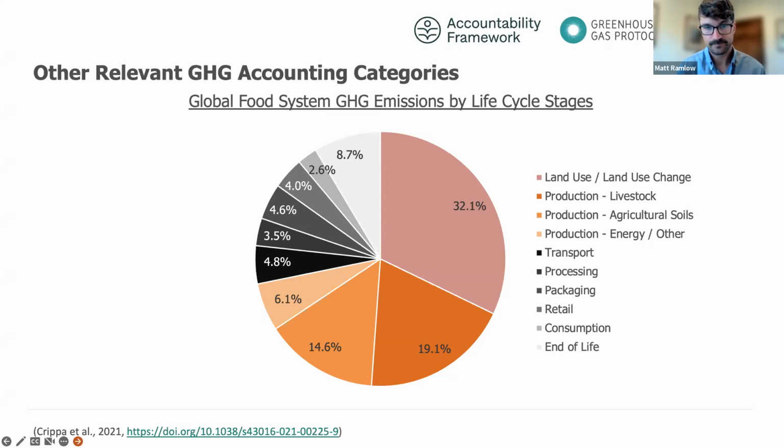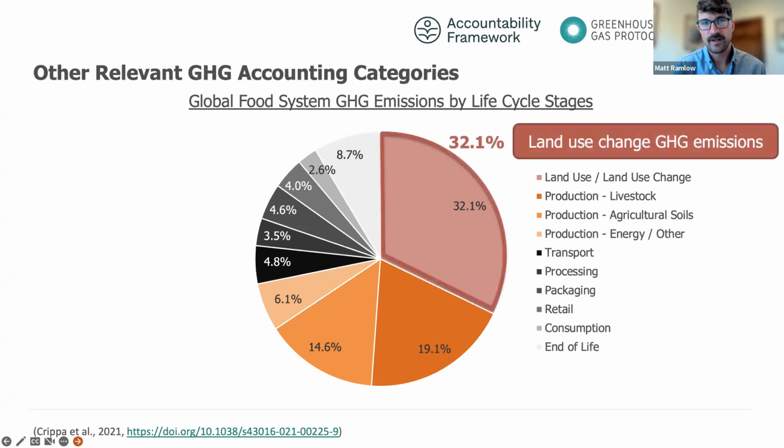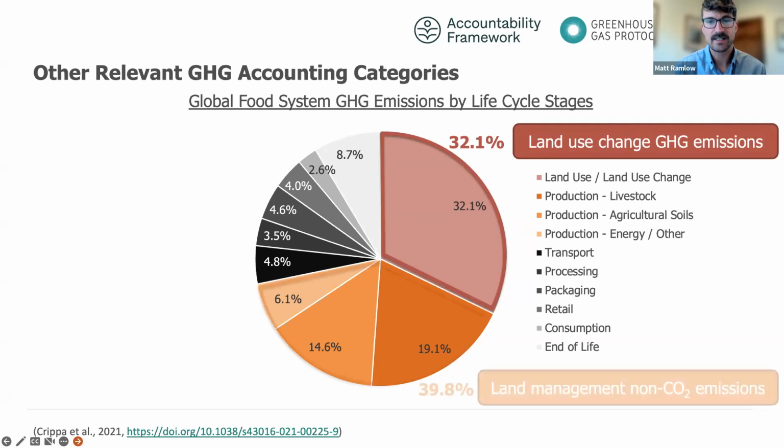If you advance, you can see that this is accounted for in our Greenhouse Gas Protocol guidance under land use change. If you can advance the slide, I have some animations here, thanks. If we keep going, you can see the next broad category that we define and provide guidance on in Greenhouse Gas Protocol is what we call land management non-CO2 emissions. So this is emissions from enteric fermentation, from fertilizer use, and also on-site energy. And you can see this makes up roughly another 1/3 of the picture when it comes to global food system emissions.